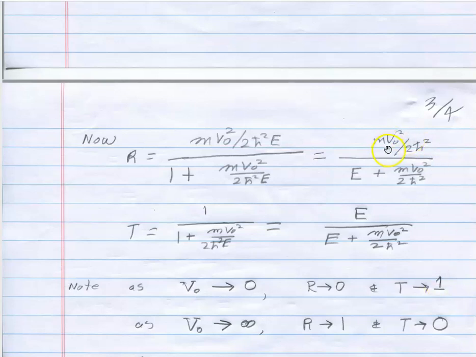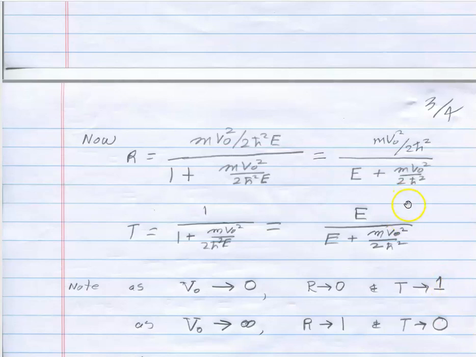And sure enough, as V naught goes to 0, the top becomes 0. And so R indeed goes to 0, like you would expect. And if there's nothing to scatter off of, well then the incident wave just continues on, and so all of the wave gets transmitted. And again, as I let V naught go to 0, this simply becomes E over E, so T goes to 1, and all of the wave gets transmitted.